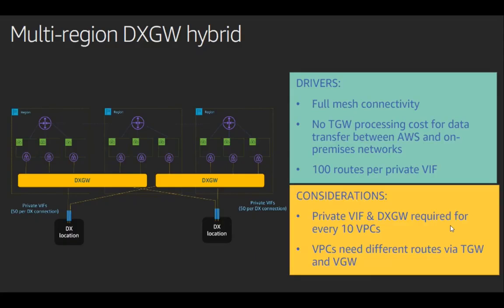And you can have 100 routes per private VIF. So it's a pretty significant number. I think you'll probably use less than 100 routes per VIF.